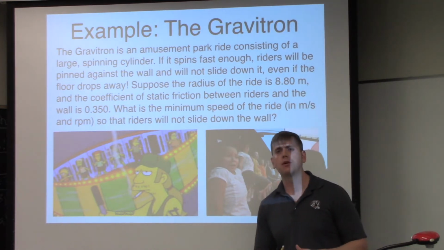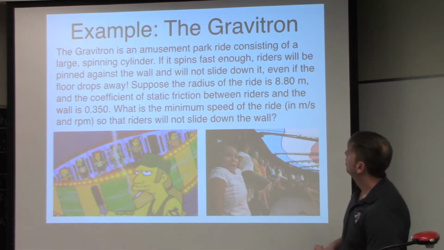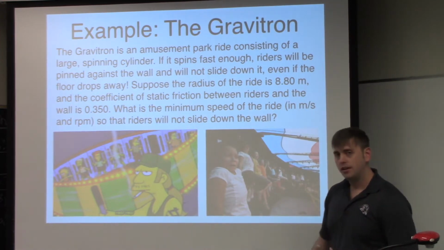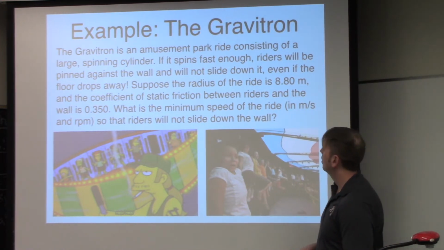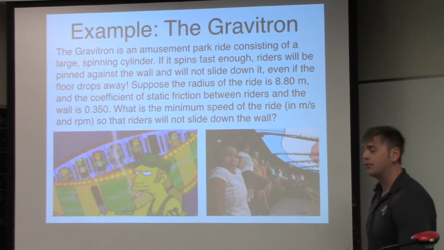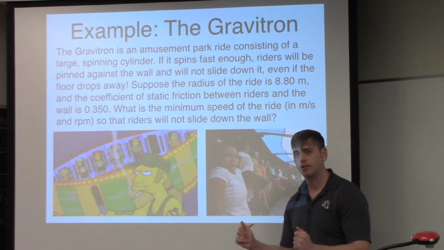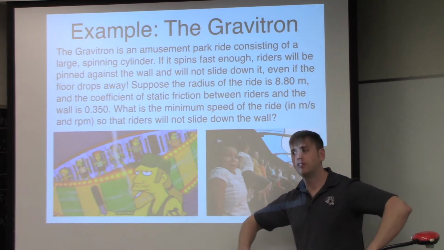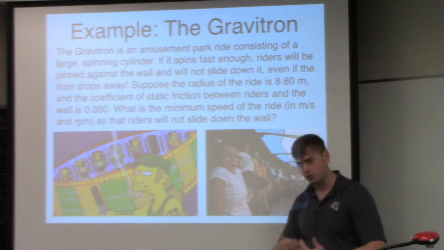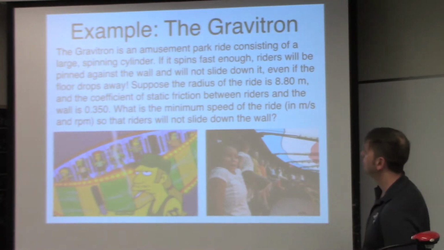This is an amusement park ride called the Gravitron. The Gravitron consists of a large spinning cylinder. If this cylinder spins fast enough, riders will be pinned against the wall, and they're not going to slide down it, even if the floor drops away from them. They're being supported, and they're not sliding down the wall, even though the floor has dropped away from underneath them.